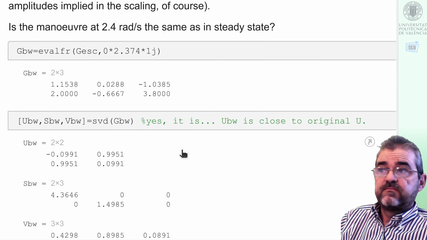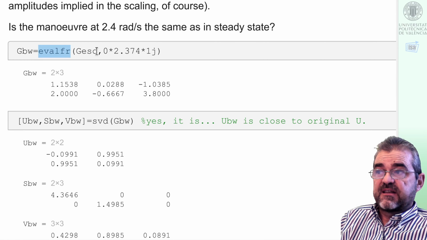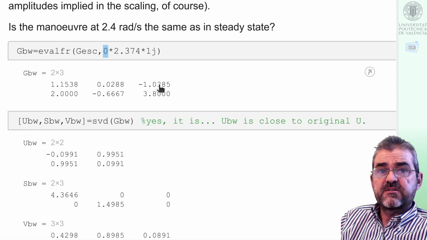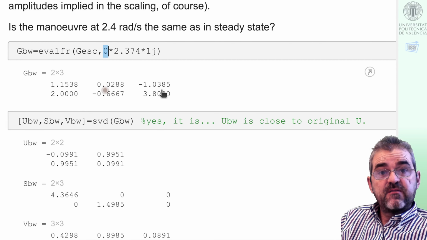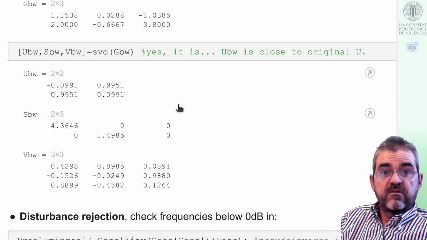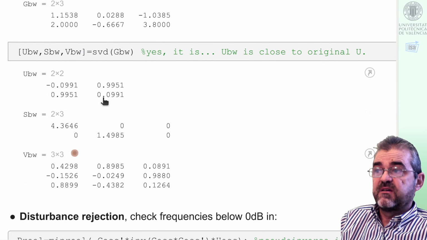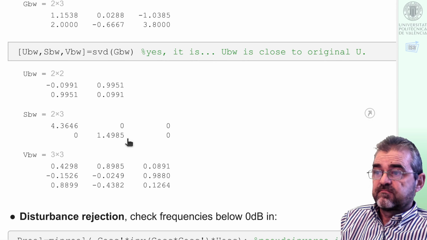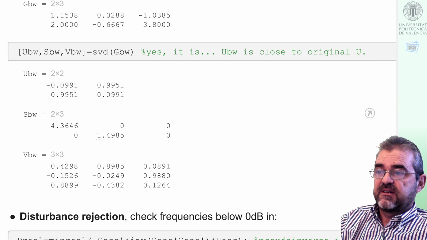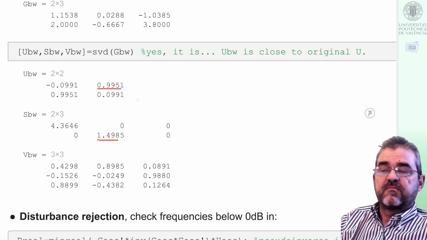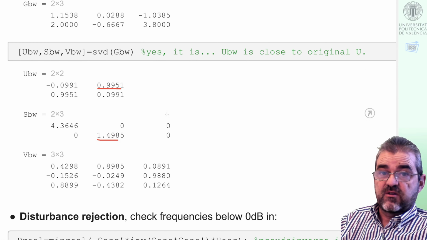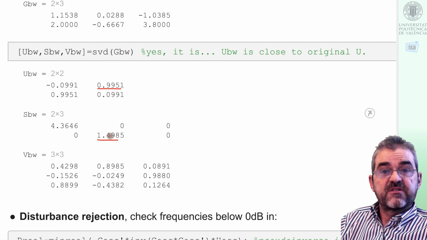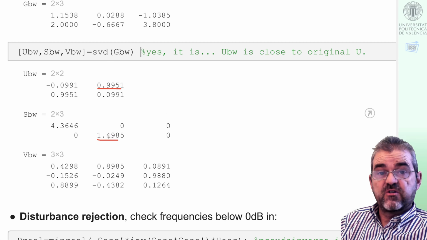If we recall, when I get the frequency response at 0 radians per second, I got the DC gain matrix, and its singular value decomposition gave me the principal input and output directions and principal gains. So the difficult maneuver at DC was basically moving the second output. That was the harder one, but we had a 50% margin, so steady-state setpoint tracking was feasible.